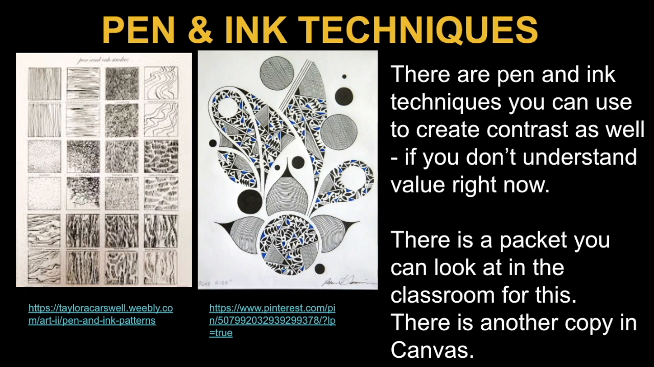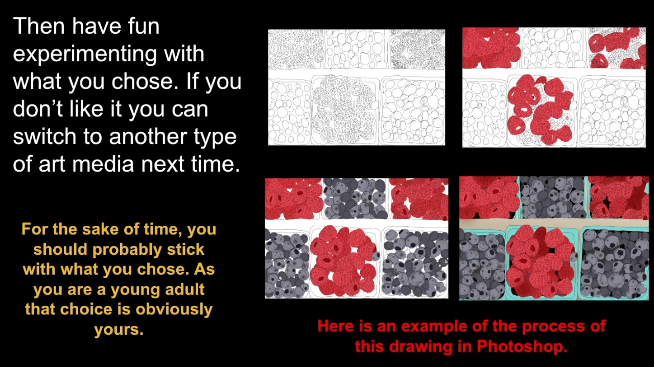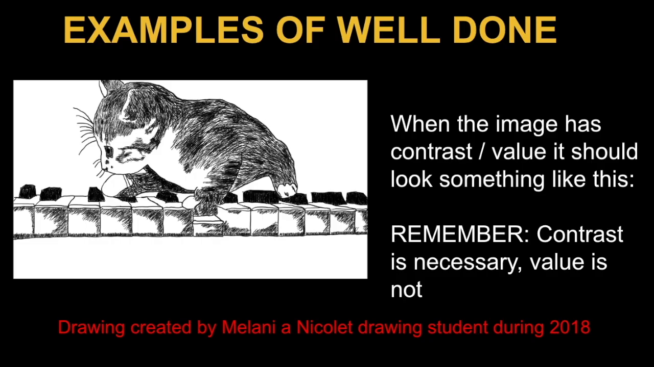You don't have to use value if value is something you haven't done before. We are going to learn that next. Here are some examples of the piece in process. You can see the person drew their outlines first, then they started coloring in different sections. They did the raspberries first, then they added the color for the blueberries, and then they actually did the containers and what the containers were sitting on at the end. This example was done in Photoshop, but again, you could do this with the materials that are in the classroom as well. Another example of well done is right here.